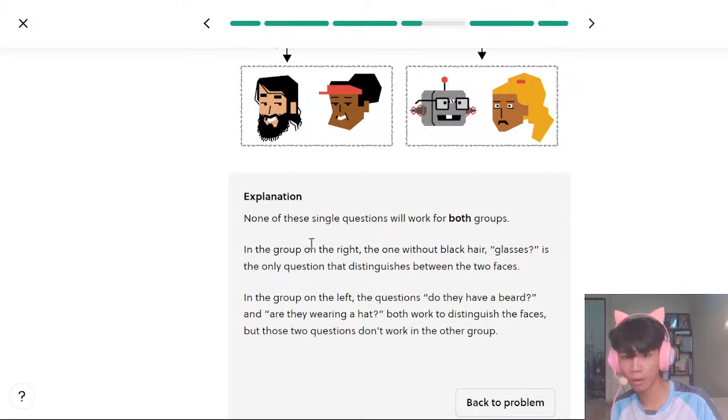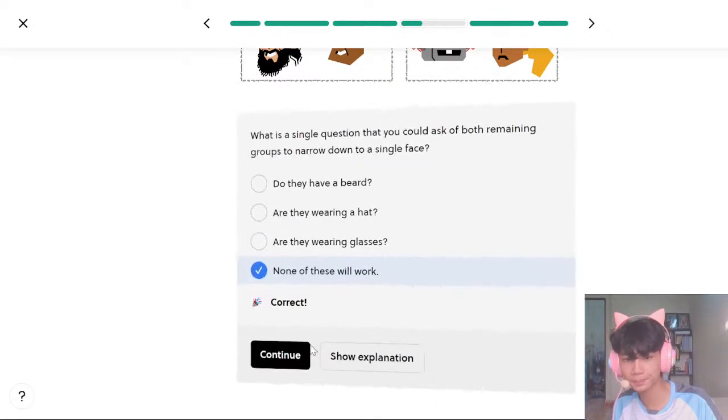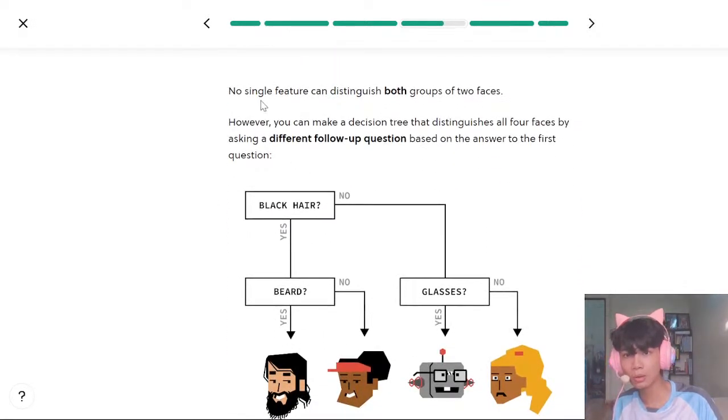In the group on the right, the one without black hair, glasses is the only question that distinguishes between the two faces. In the group on the left, the questions, do they have a beard and are they wearing a hat, both work to distinguish the faces, but those two questions don't work in the other group. No single feature can distinguish both groups of two faces.